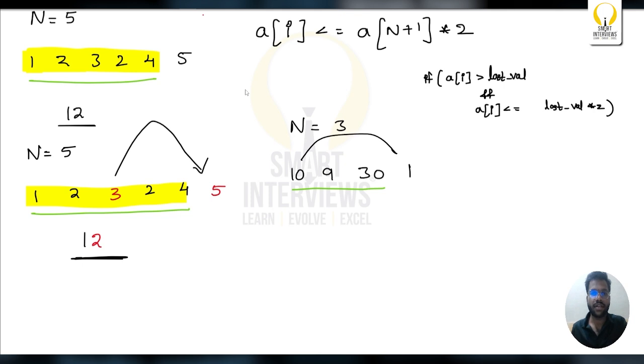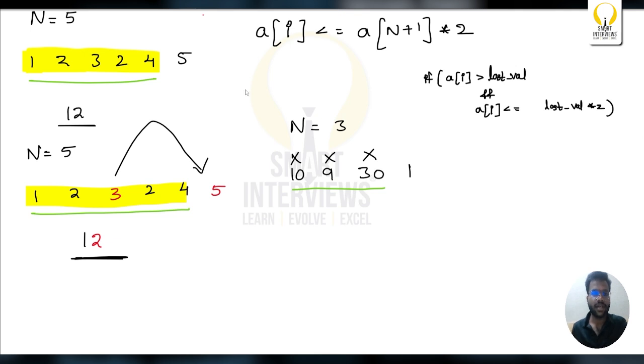Can you swap this 10 with 1? See, 10 is greater than 1, which is satisfying this value. But is this also getting satisfied? No, because 10 is not less than or equal to 2. This is false. So we cannot swap this. We cannot swap this, we cannot swap this. So this will be my final sum value. Okay. That means there are also a few cases where we cannot swap the last value, right?